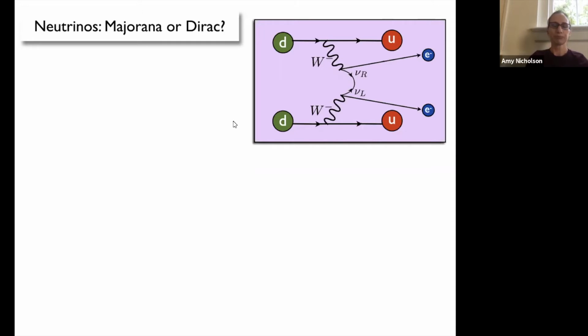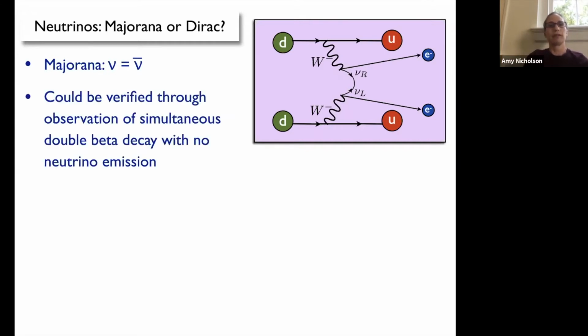It can be one of essentially two ways. Most particles get their masses through what's called a Dirac mass, where you combine a particle and an antiparticle, and together they have an interaction that generates a mass through interaction with the Higgs boson. But you can also have what's called a Majorana mass. If you have a Majorana particle, then there's no distinction between the particle and the antiparticle. So essentially, the neutrino and the antineutrino are not distinct states.